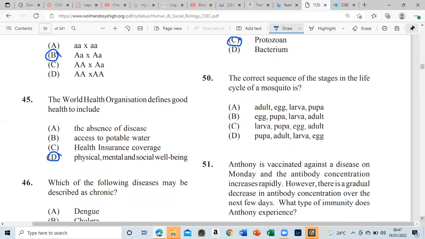The correct sequence of stages in the life cycle of a mosquito is: A, the adult, the egg, the larva, the pupa; B, egg, the pupa, the larva, the adult; C, the larva, the pupa, the egg, the adult; or D, the pupa, the adult, the larva, the egg?